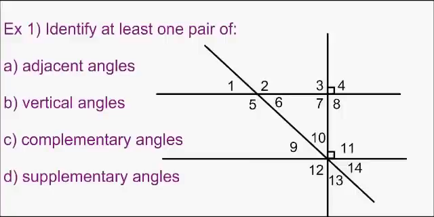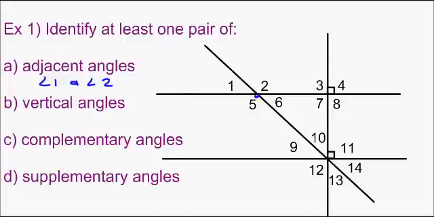Okay, example 1. Identify at least one pair of each of these different types of angles. Okay, so first, this is our very complicated diagram over here. I want adjacent angles. Remember, adjacent angles are just two angles that are next to each other. There are a bunch of pairs of adjacent angles on here, but I see angle 1 and angle 2, and they do have a common vertex right here, and they share this line here, that side wall. They don't overlap, so I'm just going to put down angle 1 and angle 2.